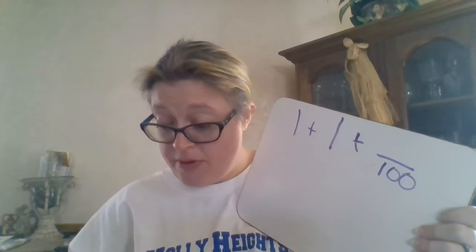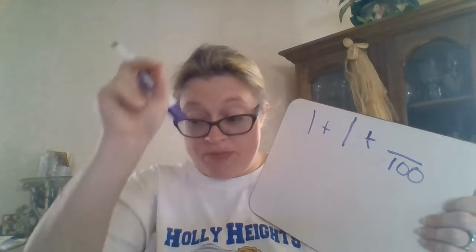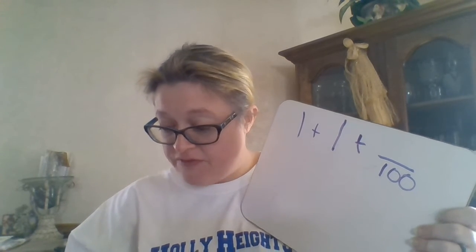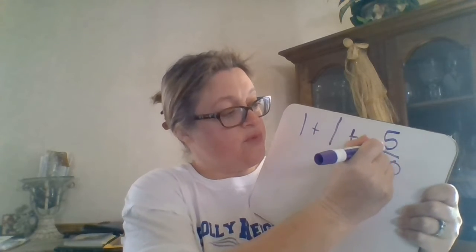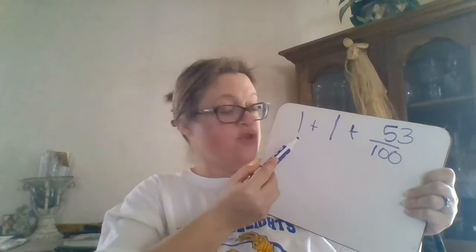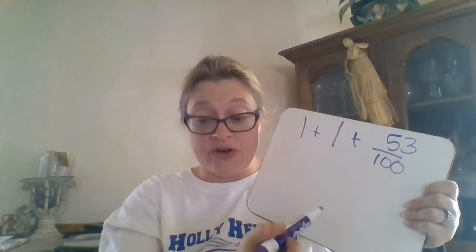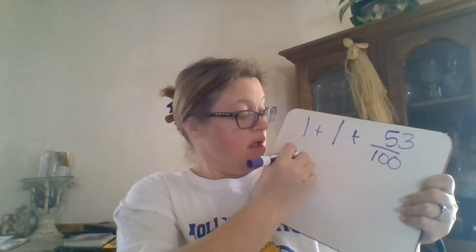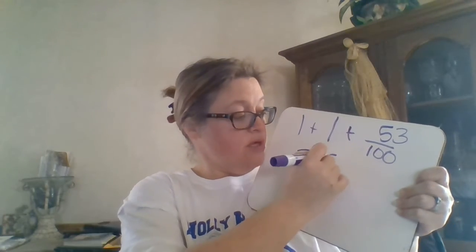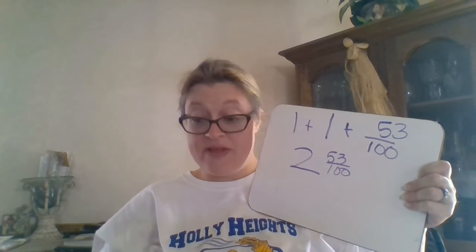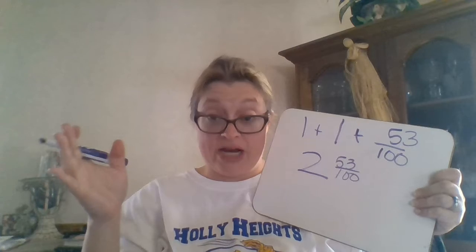So if you count them up, they go in strips of 10. So we have 10, 20, 30, 40, 50, and then 51, 52, 53. So this is the one box that's shaded. This is the next box that's shaded. And this is the third box that's only partly shaded. So if we add that all together for our fraction part, we have 2 wholes and 53 hundredths. That's your mixed number or your fraction.